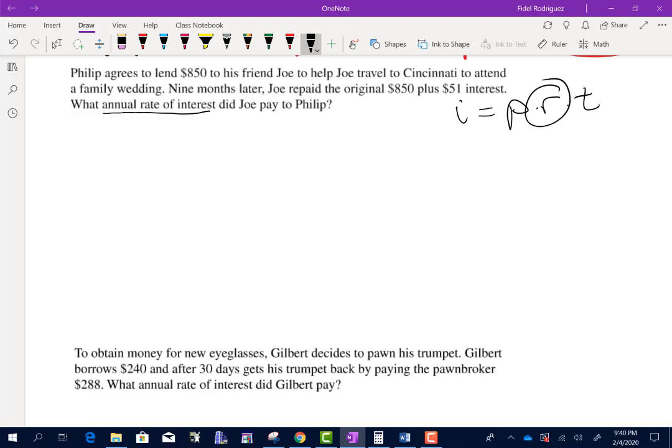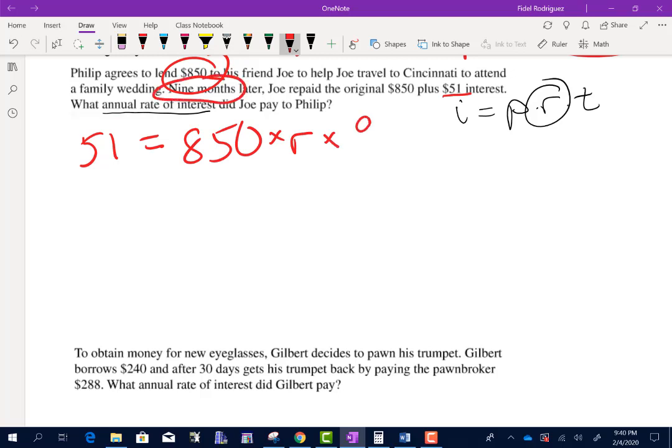That's the one that we're looking for, okay? So let's see. We already know that how much he paid in interest was $51. He borrowed $850. We don't know the interest rate, and it took him 9 months to pay it. So guys, I'm going to write that 9 again as 9 over 12.